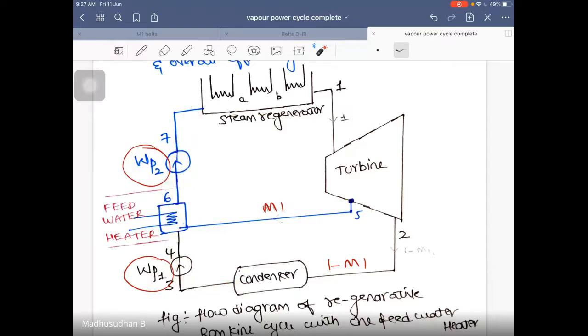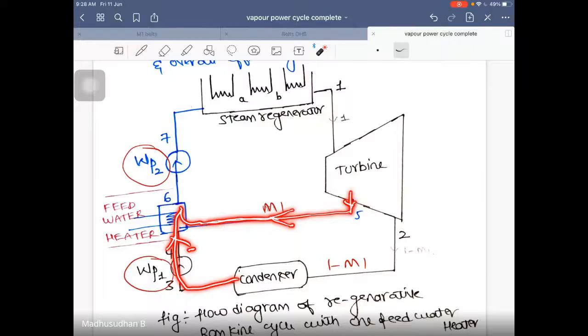So how are we going to increase the temperature of the feed water? In the middle of the expansion, some amount of steam, you are taking it out. The heat of this intermediate steam is used to heat the feed water. Understood? So this is how the temperature would get increased.